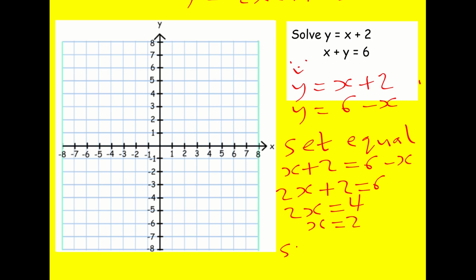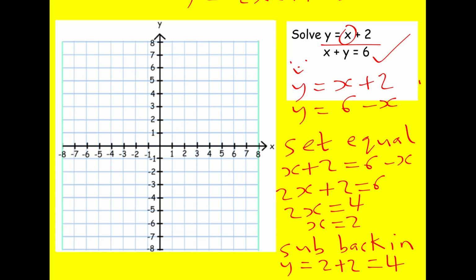Okay, I then sub back in. And I'm going to choose to sub it back into that top one. So I'm going to get y equals 2 plus 2 because I've replaced this x by the solution 2, and then I get 4. To be extra careful, I'm just going to double check. When I put 2 in and 4 in, I get 6. I know I must be correct. I couldn't have fluked that. So that is my solution. X equals 2 and y equals 4.